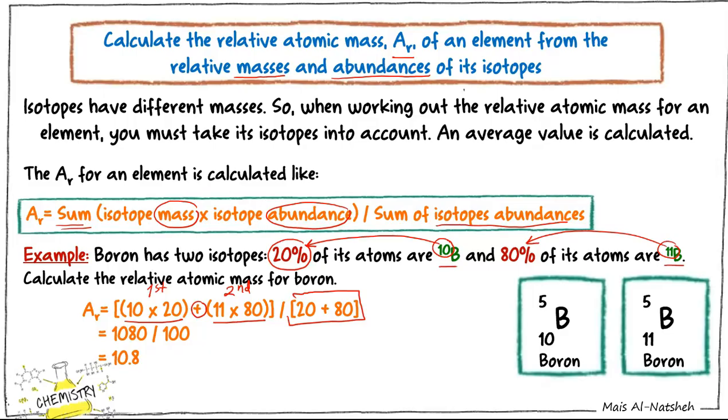So that's how we can do it. And by the way, this value is common sense. Why? Because you can notice that the percentage abundance for boron 11 is greater than that for boron 10. So absolutely, the relative atomic mass should be nearer to 11 than to 10.